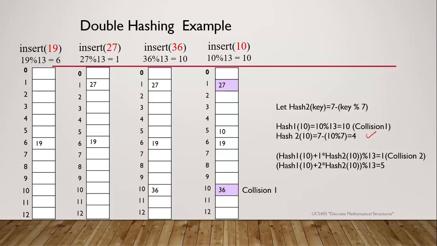Now the first collision has occurred, so we take (hash1 of 10 plus 1 times hash2 of 10) mod 13. The value of hash1 of 10 is 10, plus 1 times 4, that is 14 mod 13, which is equal to 1. But there is a collision again. So we try hash1 of 10 plus 2 times hash2 of 10, that is (10 plus 2 times 4) mod 13, which is 5. So 5 is empty, hence 10 will be stored at index 5. So this is about double hashing.